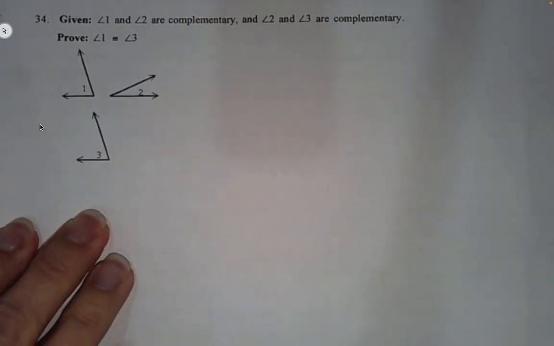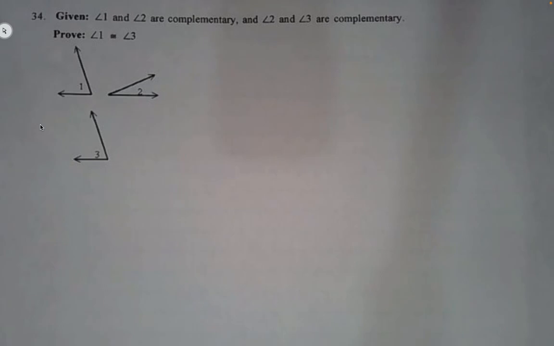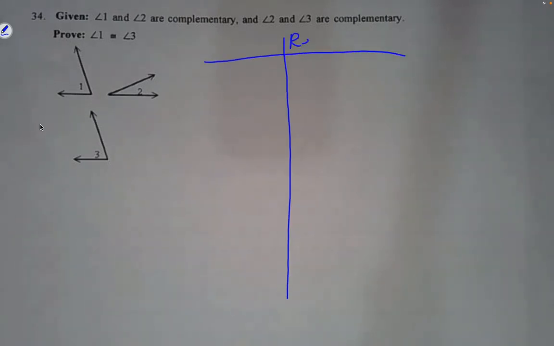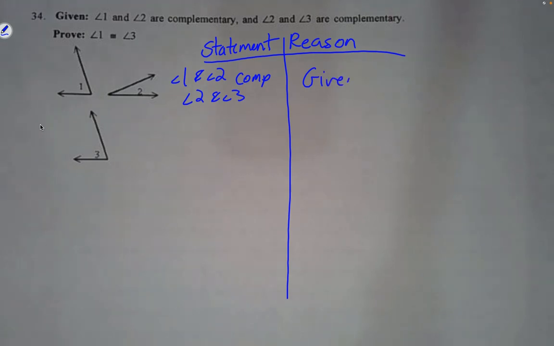Even if it said write a paragraph proof, y'all, I'm okay with picking your own kind of proof. I don't like paragraph proof. I like statements and reasons. This is the kind of proof that I like. Statement and reason. Okay, so what do I write first? You're given, that's right. Angle 1 and angle 2 are complementary. Angle 2 and angle 3 are complementary, given. What does that mean? What is the definition of complementary?